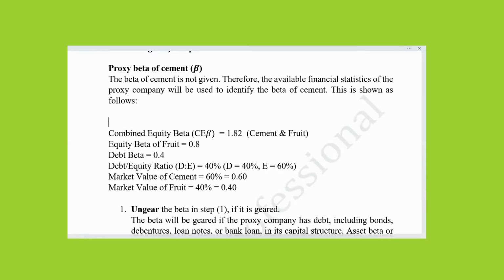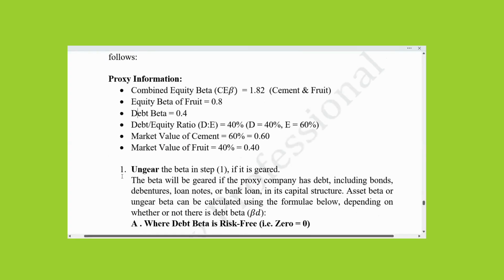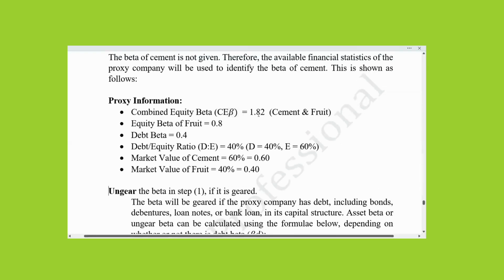Let me just put it down: proxy information. This is information about the proxy company as given in the question. Let me put bullet points. In this case, life has been so easy. I don't need to be sweating over this. I already know that I'm not given the proxy beta of cement. I've identified from the question that this company is into cement and fruit drinks, and the beta of the company is 1.82.